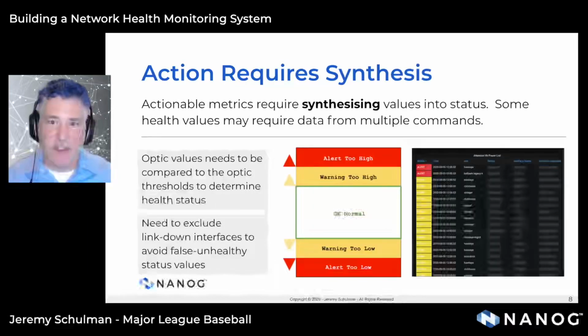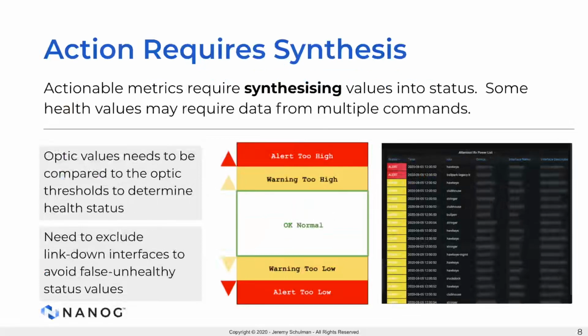The most challenging aspect, though, really is synthesis. Action requires synthesis. And what I mean by that is the network devices give you values. For example, the temperature of an optic or the receive power is a value. But what we need to do is synthesize or transform that value into a status. And if you're familiar with optics and how the optics present themselves in terms of monitoring, there are a series of thresholds that exist for each optic, and each optic may have a different set of thresholds depending on the manufacturer and the speed.